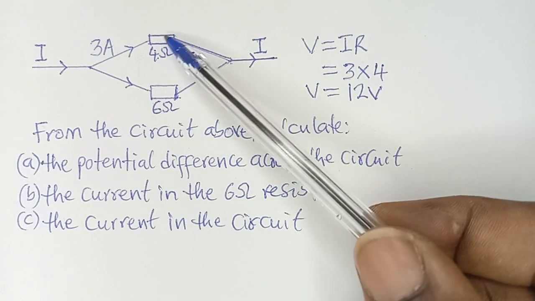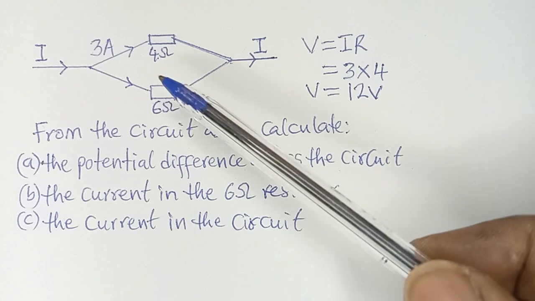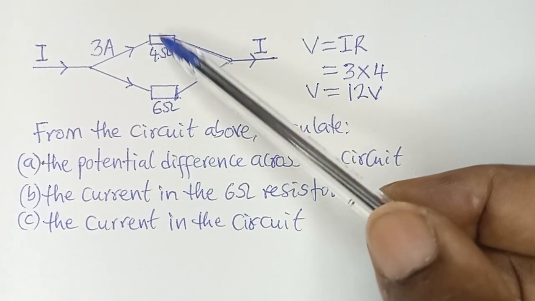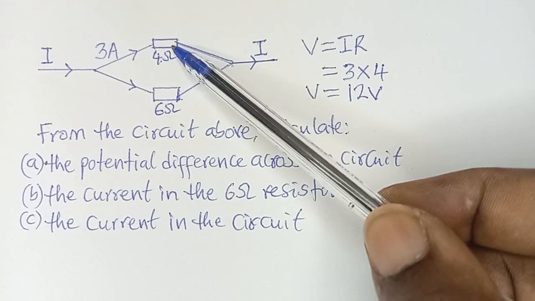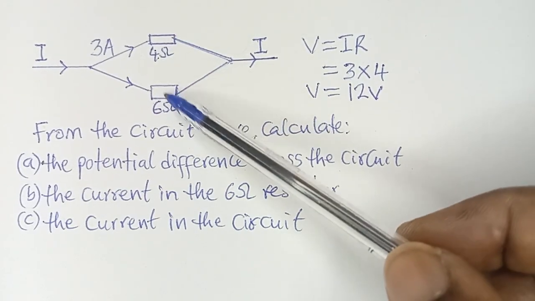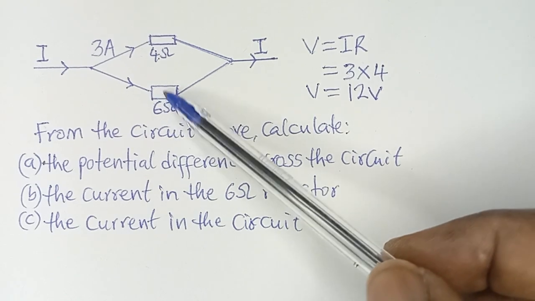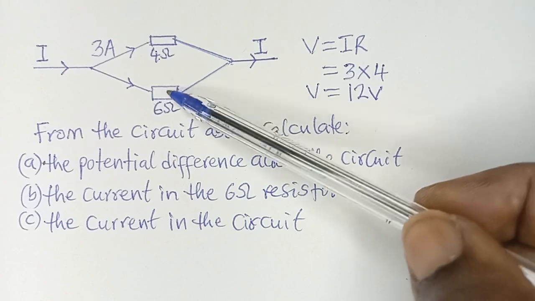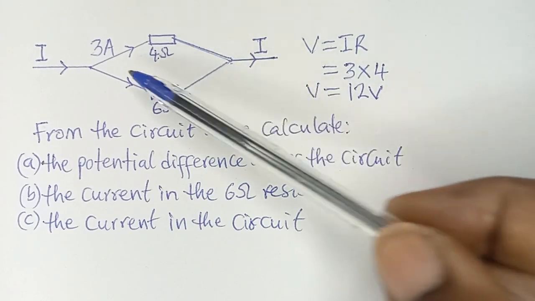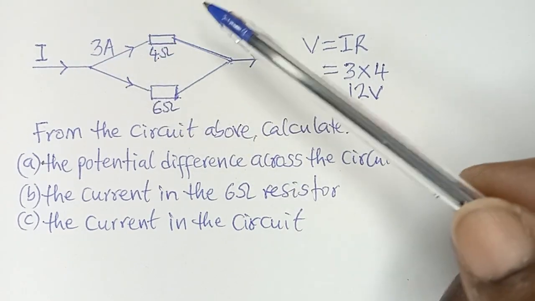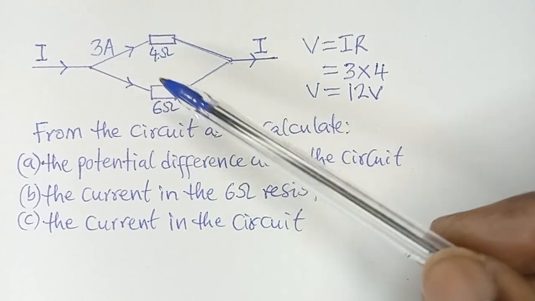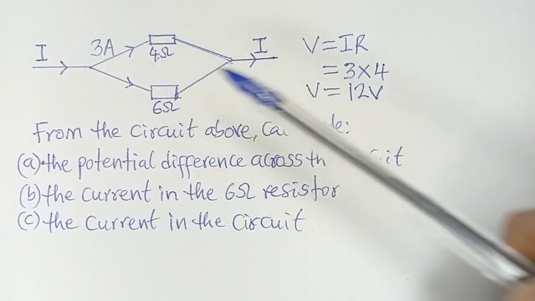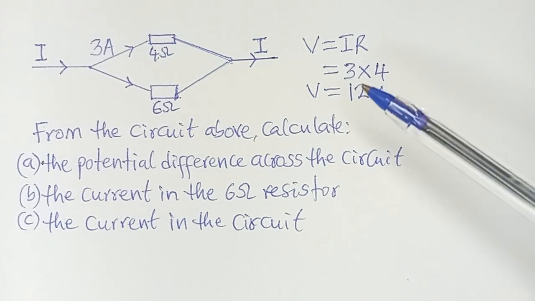Now, don't forget that when resistors are connected in parallel, the same voltage will pass through them. So, this 12 volts that is passing through this 4 ohm resistor is also equal to the 12 volts. This same 12 volts will pass through this 6 ohm resistor. Why? Because they are connected in parallel. Take note of that. So for this circuit now, voltage is not split between them. Rather, the same voltage pass through them. So we can conclude by saying that the voltage across the circuit is this 12 volts.